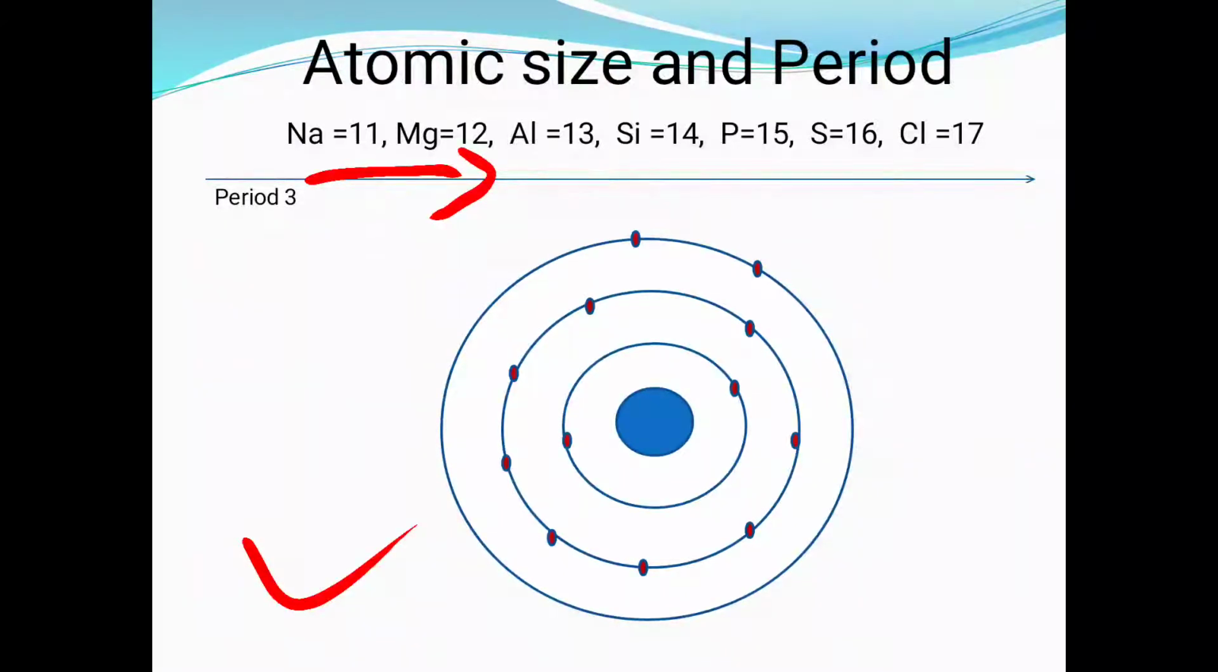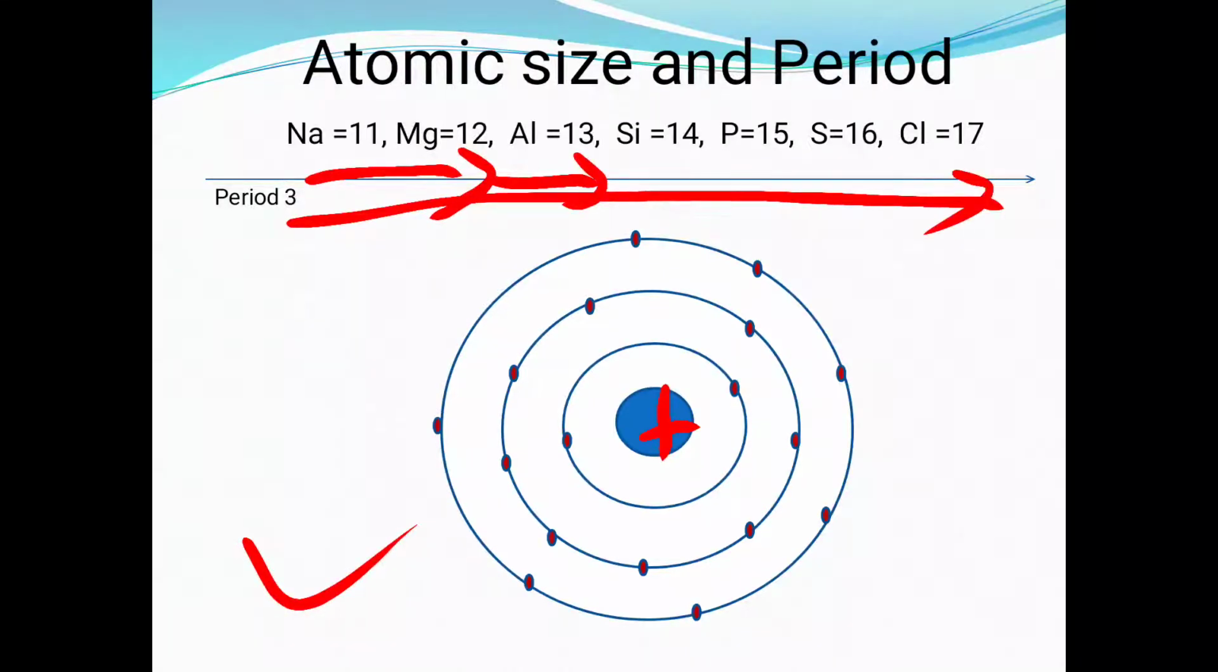So simultaneously a proton is also added in the nucleus, okay? As you move further to aluminium, one more electron gets added in the same shell. Again the number of protons increases inside the nucleus. So like this the number of electrons goes on adding as you move from left to right across the period.